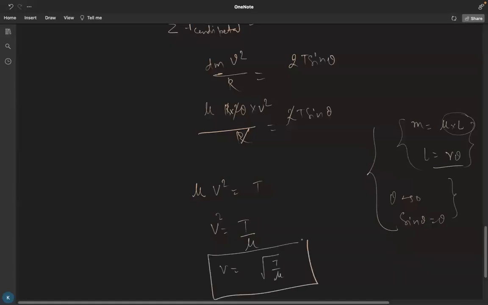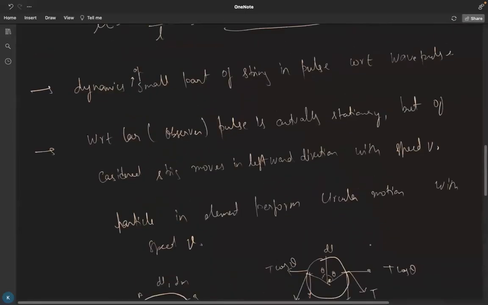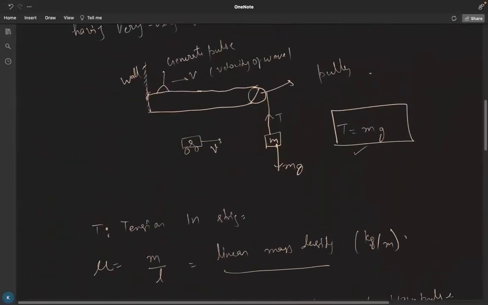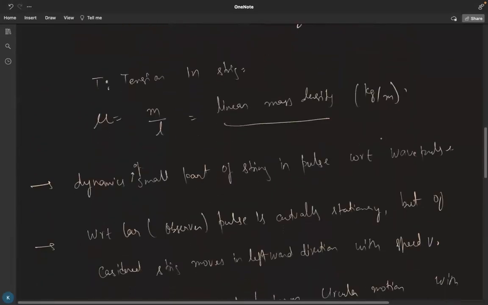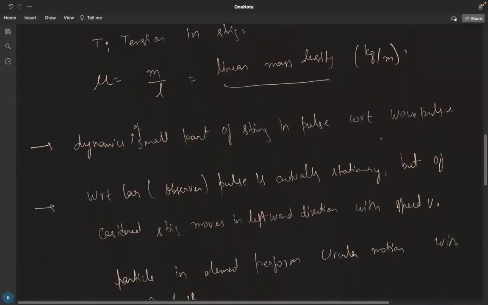So this is actually our velocity of the wave with respect to the string. Mark my word, with respect to the string. Because with respect to an observer, if the observer is moving with the same speed, the pulse is actually stationary with respect to the observer, right? Because we are using the relative motion concept. So we all know that the velocity with respect to the observer of anything is considered as zero.